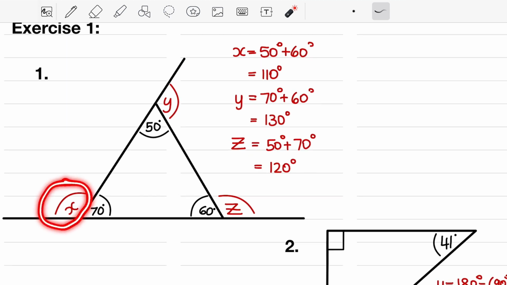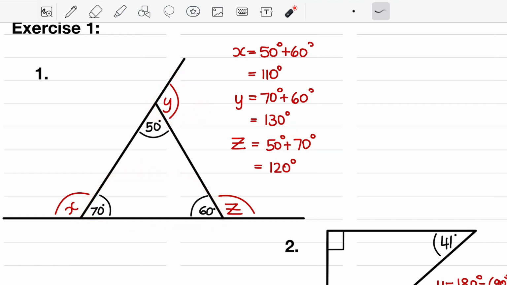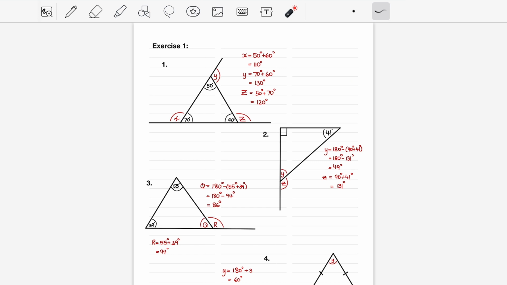X will be the sum of the opposite interior angles, so that will be 50 plus 60, which is 110. That's x. Y will be equal to 70 plus 60, which is 130. And z will be 50 plus 70, which is 120. Number 2.